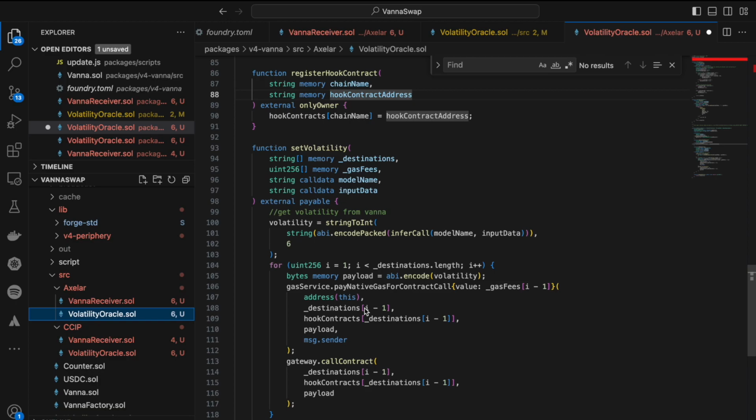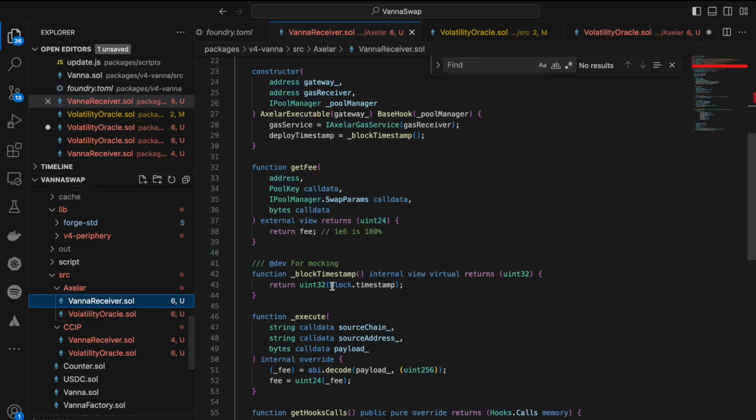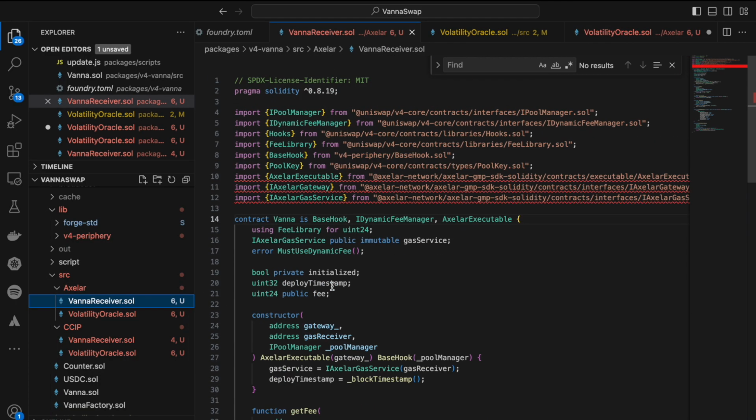In addition to that, so that other blockchains can enjoy the benefit of the on-chain machine learning inference, we use Axelar and Chainlink CCIP to pass a message to other chains whenever you set the volatility. So the hook contract on the other chain can actually receive the message from Vanna and have the up-to-date volatility as well as transaction fee. So we support Axelar and Chainlink CCIP.